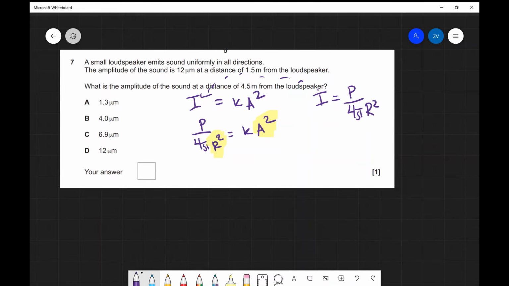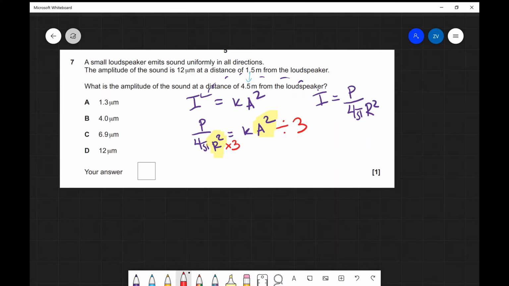So when you go from 1.5 to 4.5 meters, what you're doing is multiplying the distance by a factor of 3. So the distance increases by a factor of 3. Notice though that the distance is inversely proportional. I'll just do that in a different color to make it absolutely clear. So r increases by a factor of 3. Now when that happens, the amplitude has to decrease by a factor of 3 because they're inversely proportional.